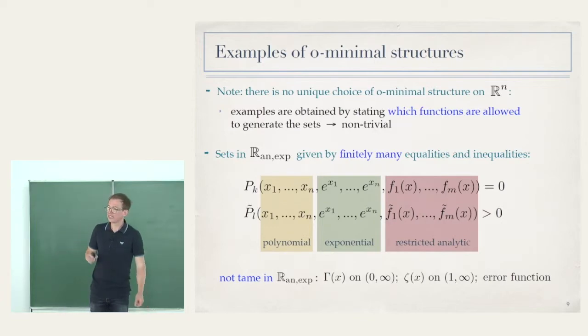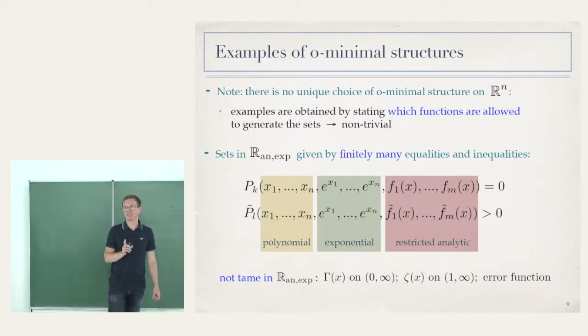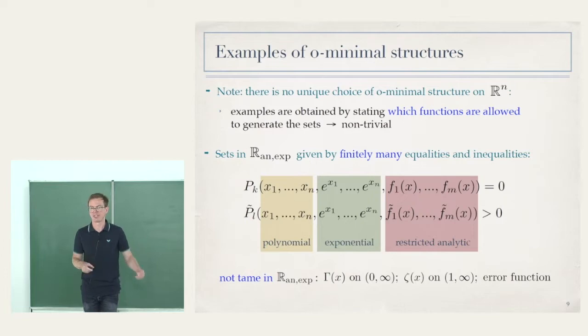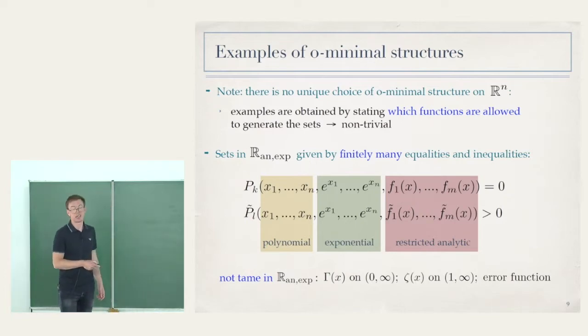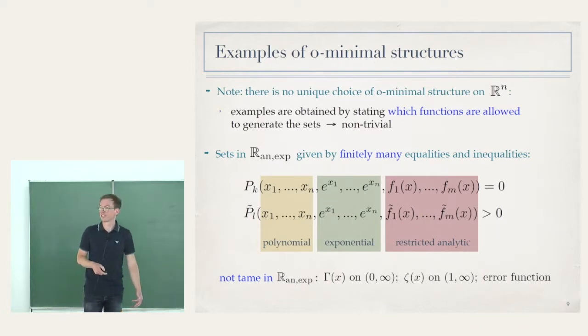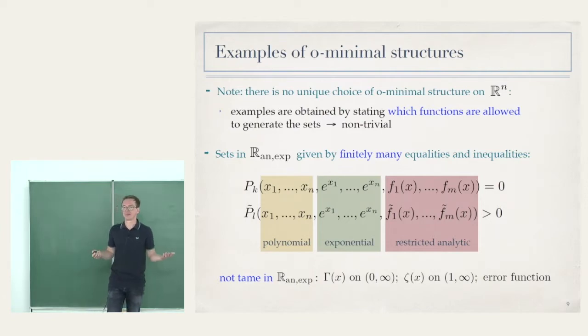Okay, but there are also functions which are not tame and which you know from your everyday experience. First of all, the gamma function is not tame. If you look at the gamma function on the interval from 0 to infinity, it's not tame. You don't see that, but it's true. The zeta function is not tame. The error function is not tame. So there are non-tame functions which are not in this structure.